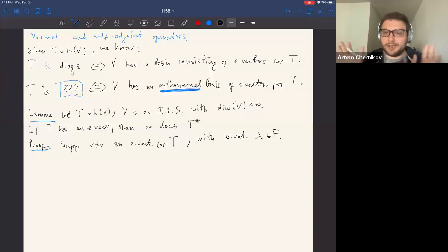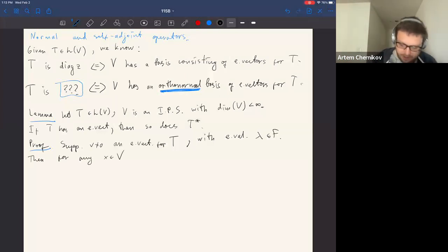So fix an eigenvector. By assumption, we have an eigenvector for T, and fix the corresponding eigenvalue. Then for any x, a vector in V, we have the following equations. So we have 0, which we know is the same as the inner product of 0 with x. So remember that the inner product of 0 with any vector is automatically 0.